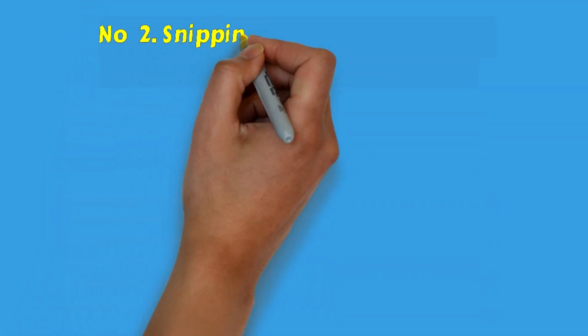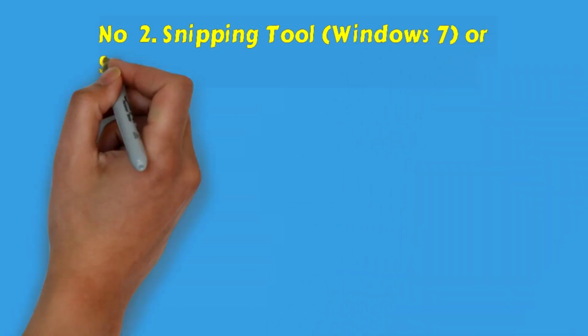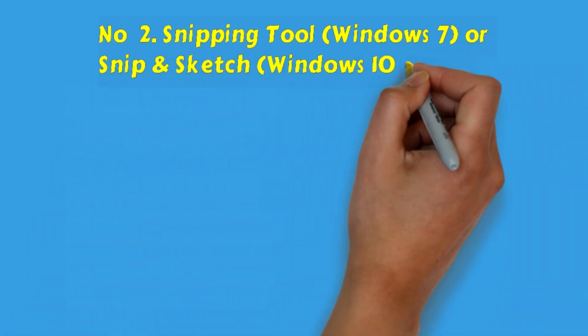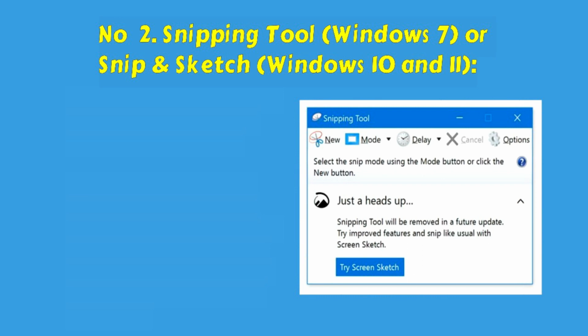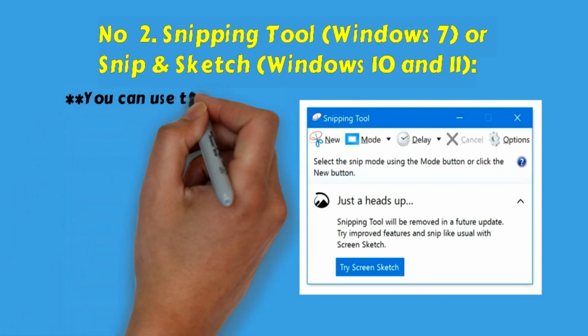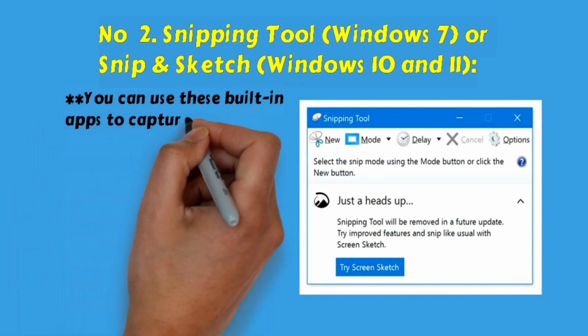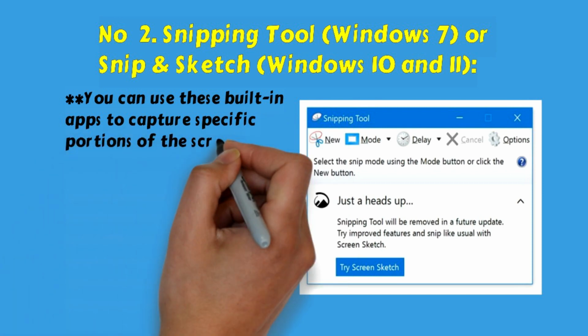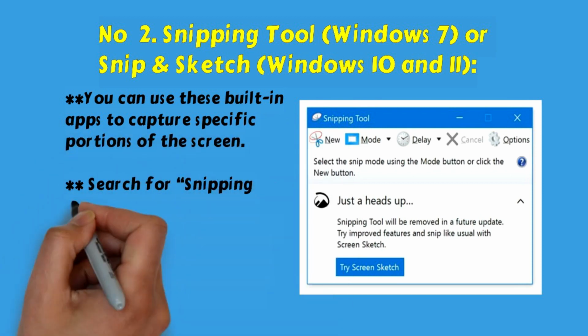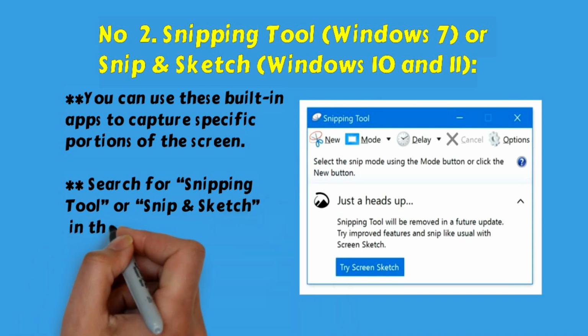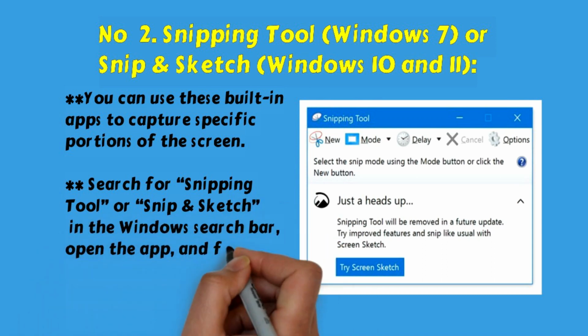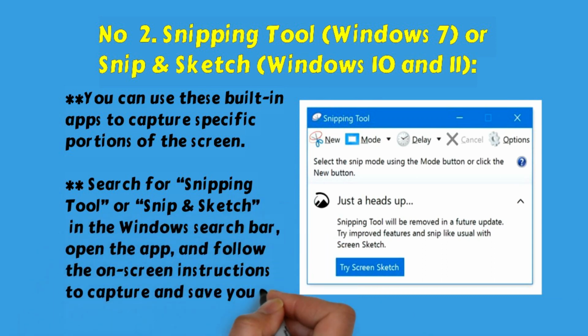Number 2. Snipping Tool, Windows 7, or Snip and Sketch, Windows 10 and 11. You can use these built-in apps to capture specific portions of the screen. Search for Snipping Tool or Snip and Sketch in the Windows search bar, open the app, and follow the on-screen instructions to capture and save your screenshot.